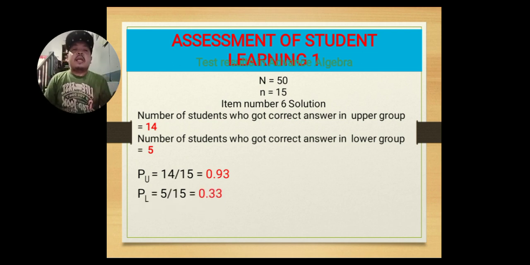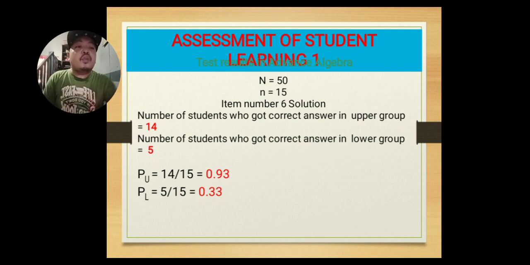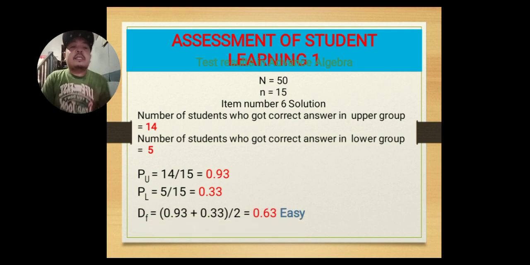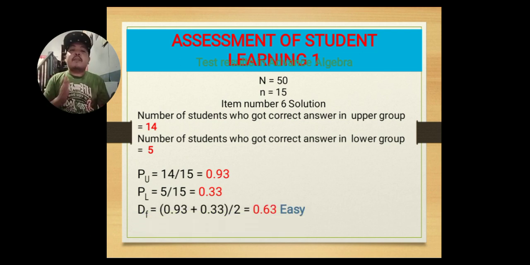And then for P sub L, 5 got it correct, so 5 over 15, that is equivalent to 0.33. Then compute for difficulty level. So 0.93 plus 0.33 all over 2, that is equivalent to 0.63, which is equivalent to easy.